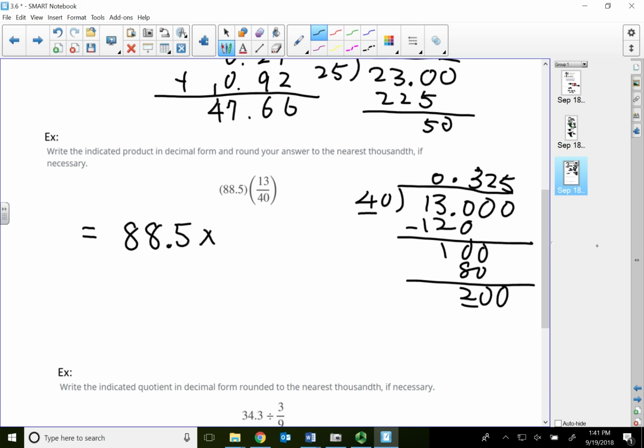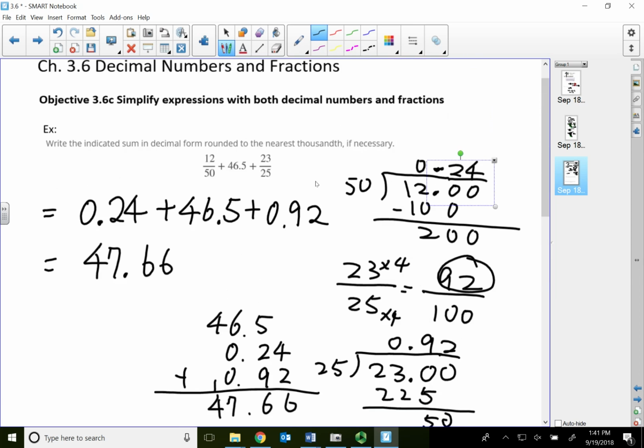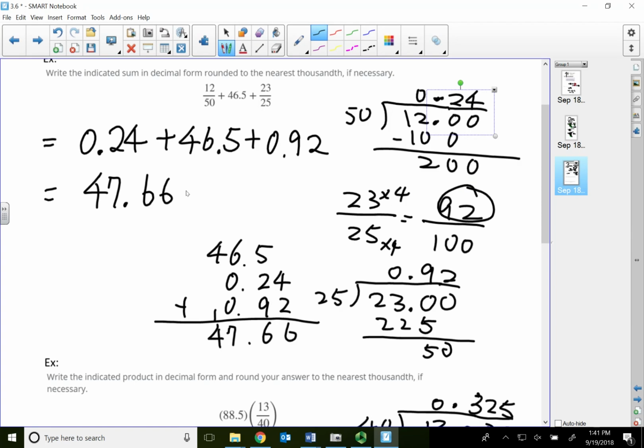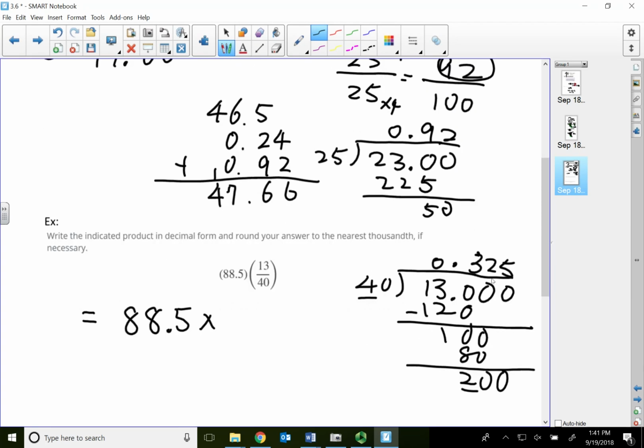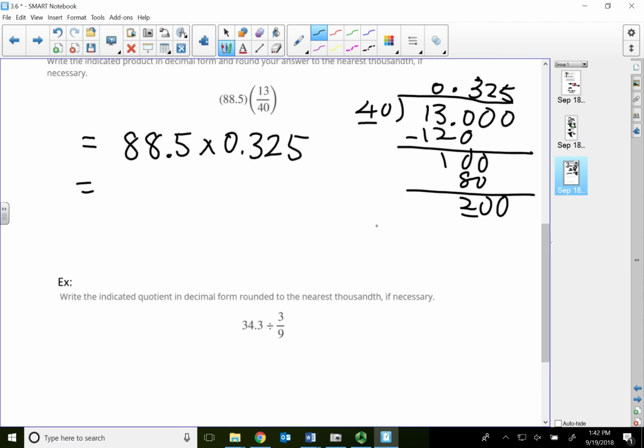All right, round to the nearest thousandth. Excuse me, almost forgot. It says round to the nearest thousandth if necessary. So this one was not necessary. So it all depends. This one I have to the thousandths place. After I multiply, if I have more than the thousandths place, we need to round to the nearest thousandth. So now let's multiply. So 0.325, I put on top because it has more decimal places than the 88.5.